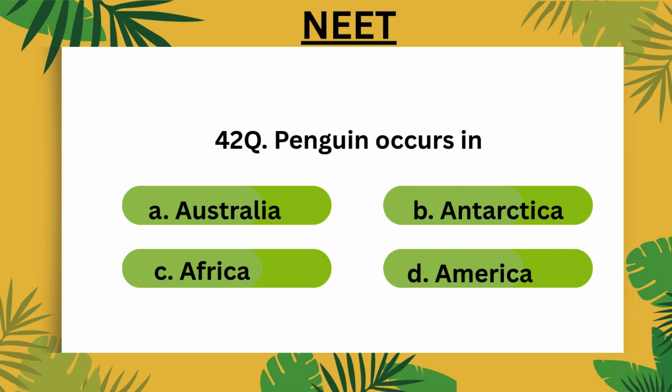Forty-second question. Penguin occurs in A. Australia. B. Antarctica. C. Africa. D. America.